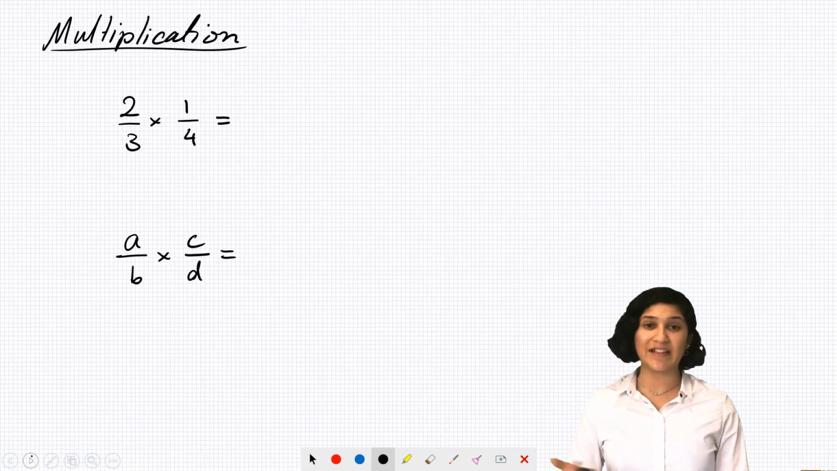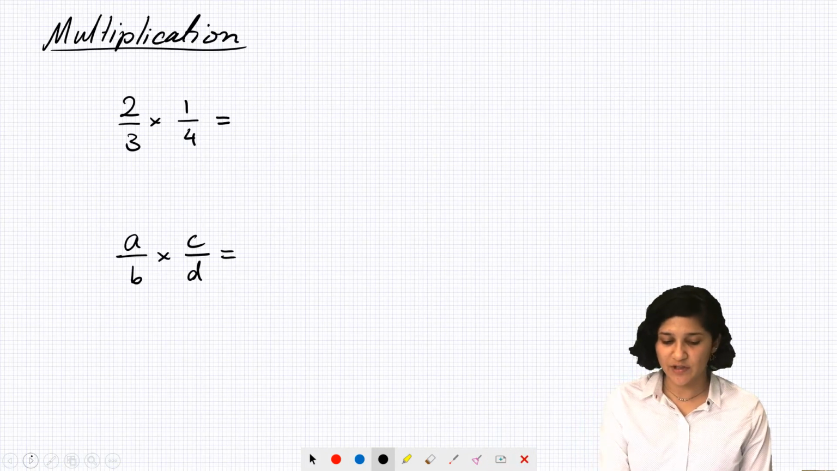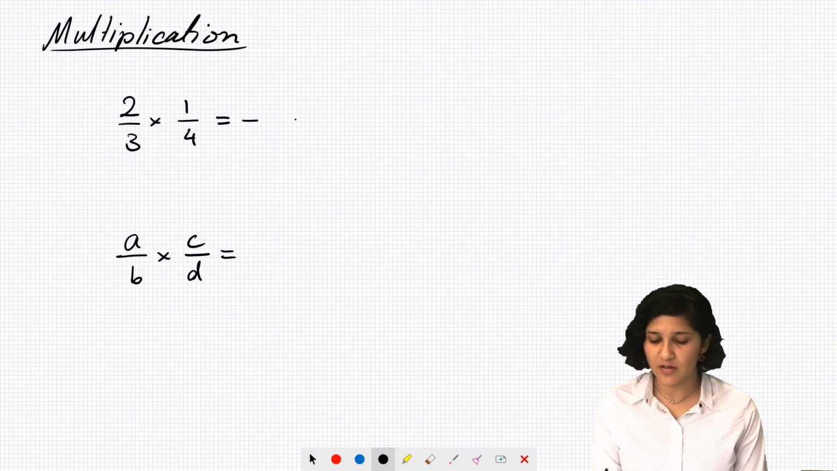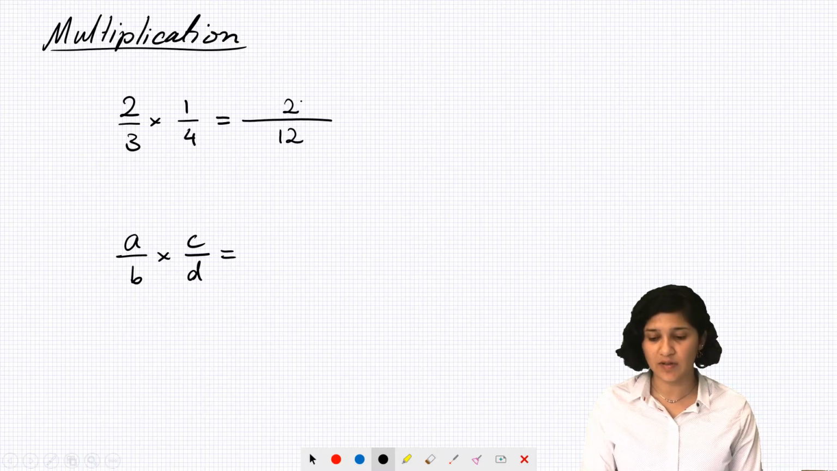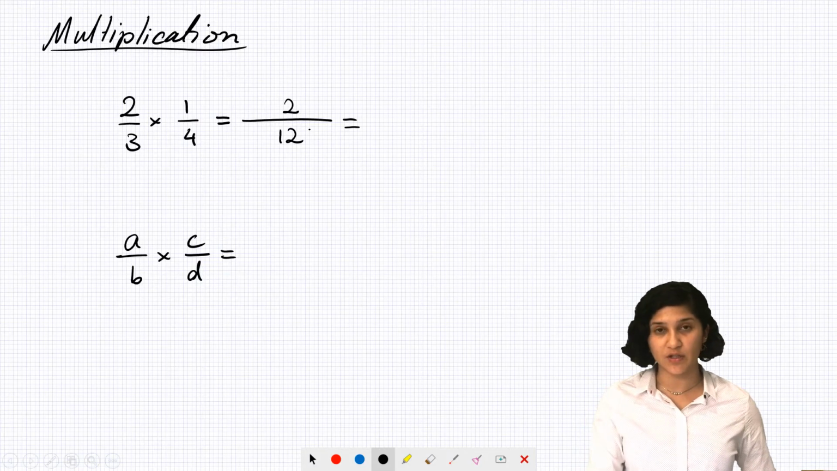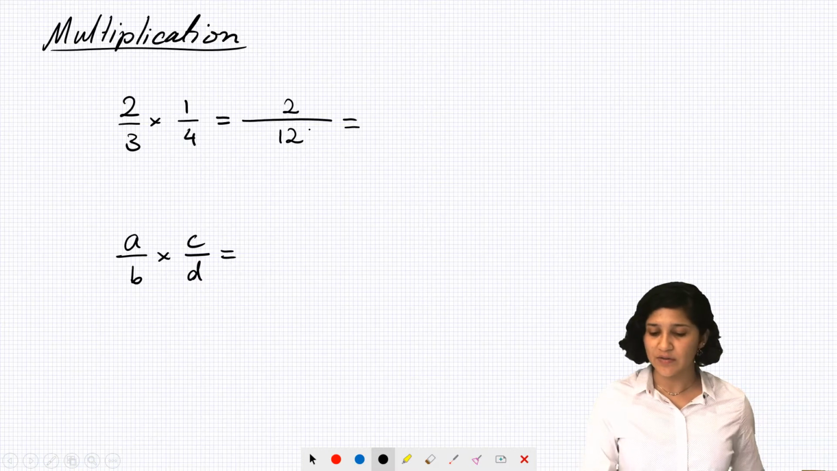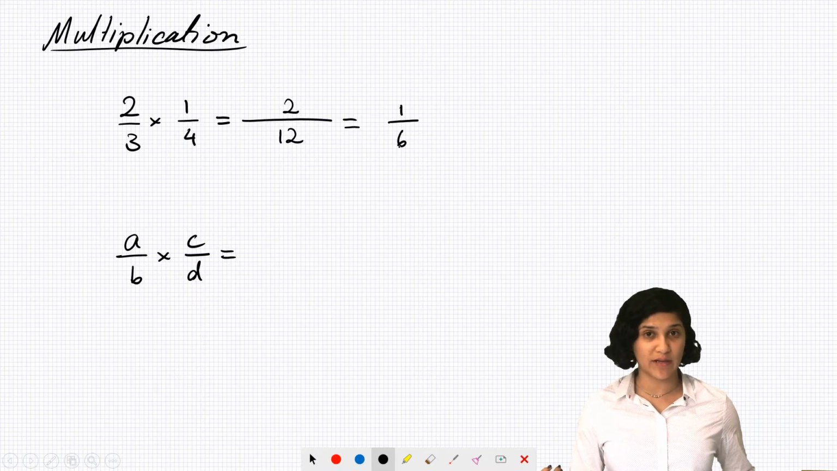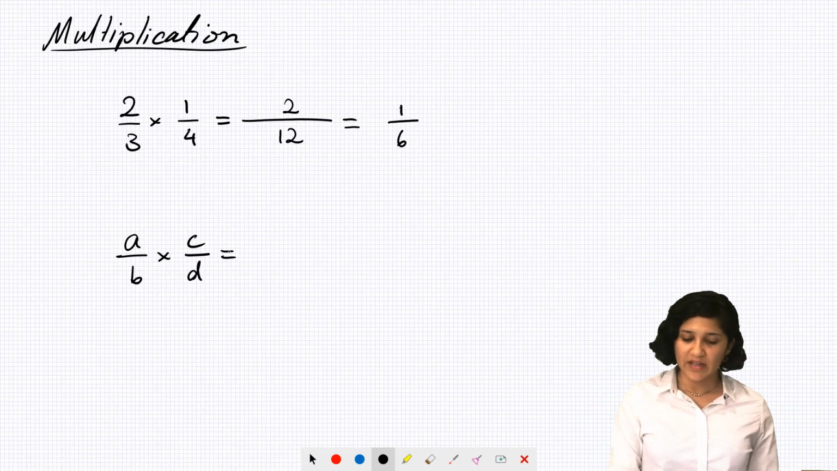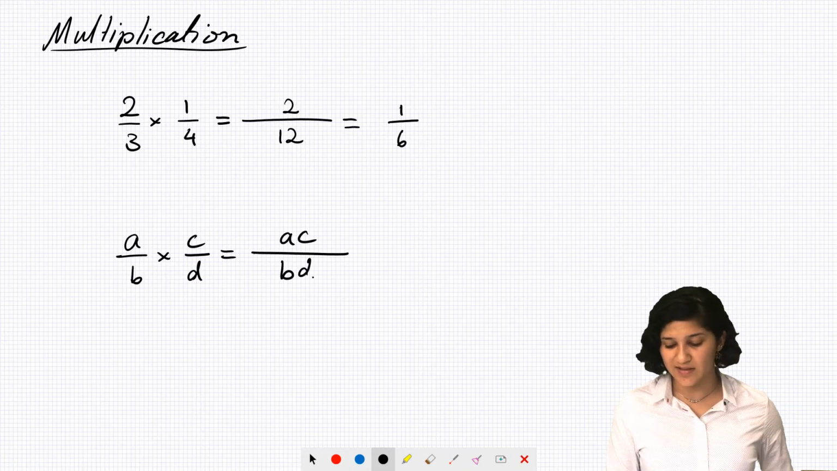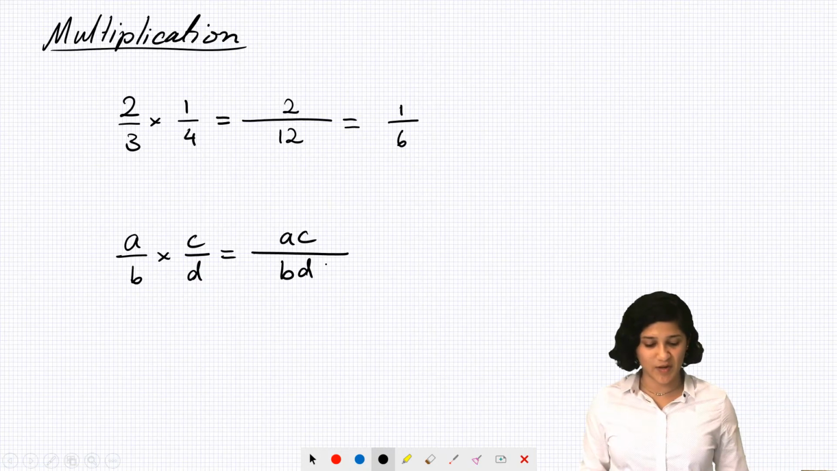Now multiplication is even easier actually. All we have to do is just multiply the tops and multiply the bottoms. So I just go 3 times 4 is 12, 2 times 1 is 2, and then remember you can simplify. If there's a common factor between the top and the bottom, I can cancel that out. So that becomes 1/6 if I just divide top and bottom by 2. Here that just becomes AC over BD. That's it. Multiplication's the easiest one.